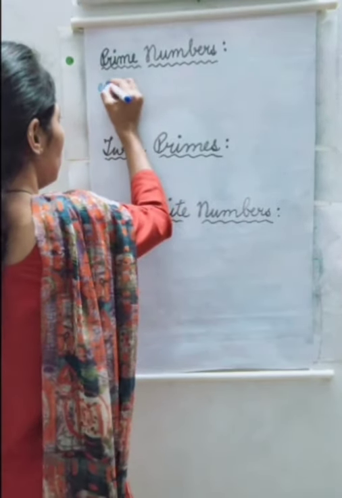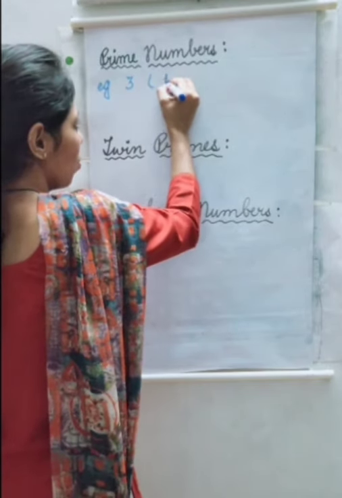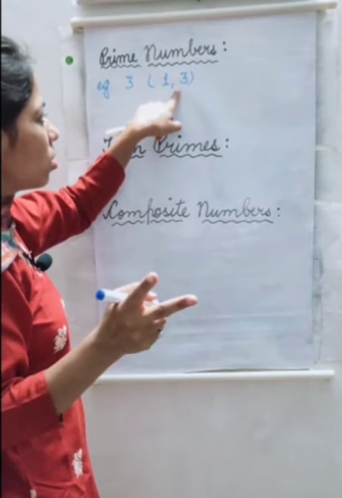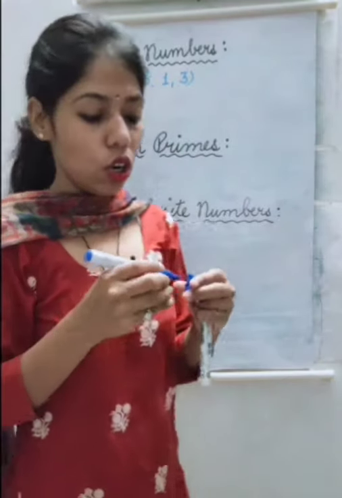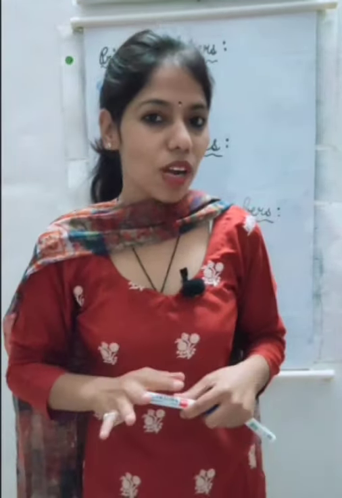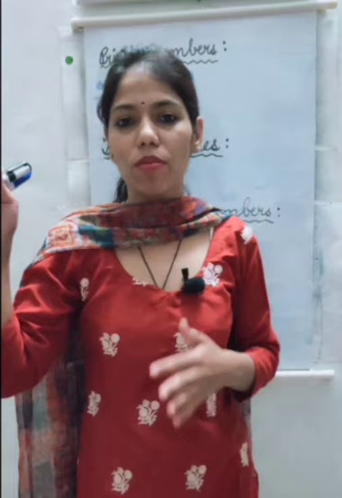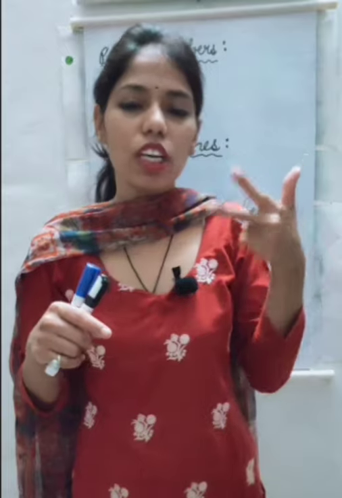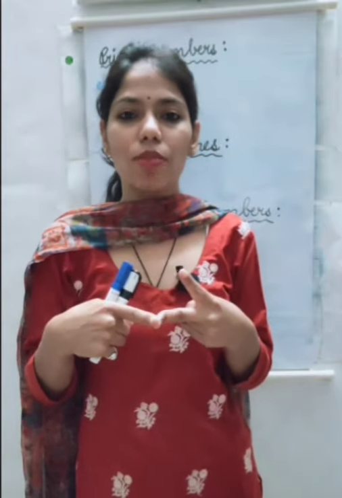Let's take for example 3. 3 is divisible by 1 and 3 itself. So we can say there are only 2 factors of 3, that is 1 and 3. And one more thing, 2 is the smallest prime number and 2 is the only prime number which is even. Rest all prime numbers are odd. And you know that prime numbers are the numbers which have only 2 factors, and 2 is the smallest prime number and 2 is the only even prime number.